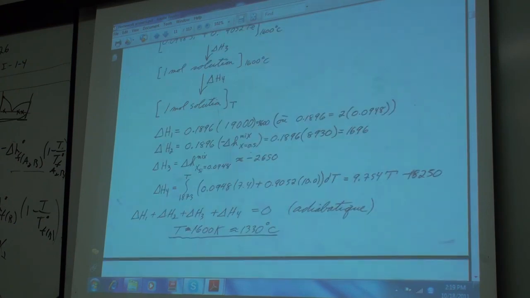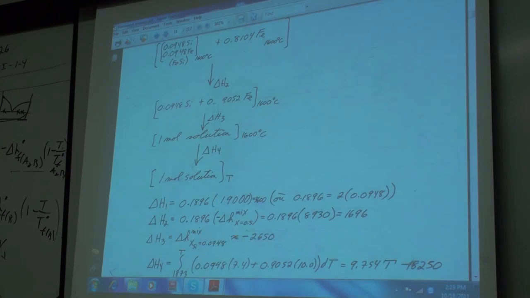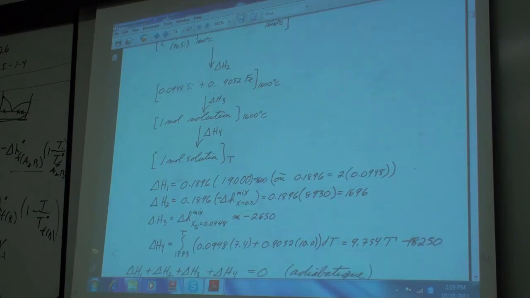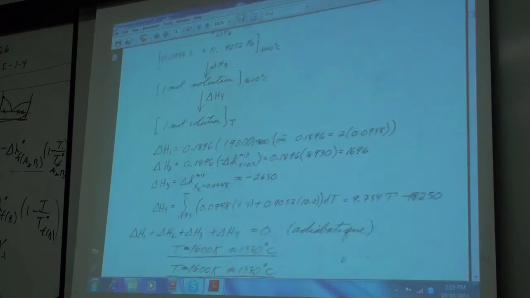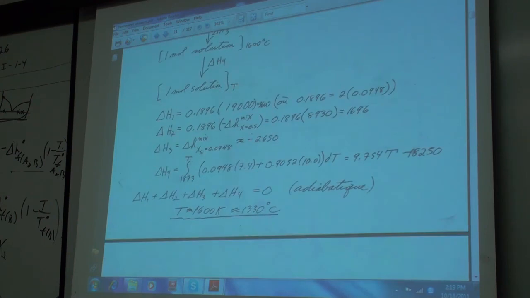So delta H3 is taking the pure materials at 1600 and mixing them to form 1 mole of solution at 1600 at that composition. Number 4 then is to cool the solution down from 1873 to T, which is the number of moles of silicon times Cp of silicon plus the number of moles of iron times Cp of iron, assuming that the delta Cp is 0. And then equating the whole thing to 0, because it's adiabatic, I end up with the final temperature.